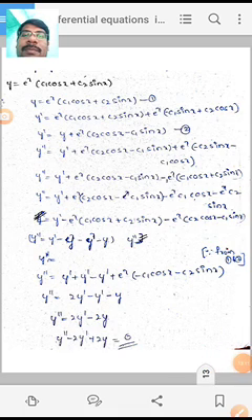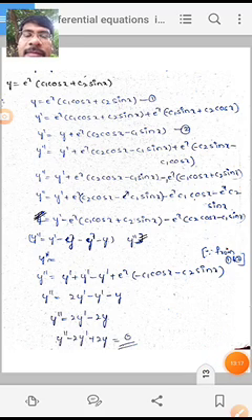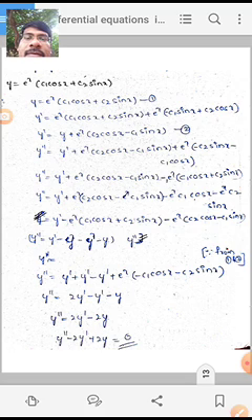Y is equal to e power x times c1 cos x plus c2 sin x. Differentiating on both sides, we have to apply the UV method. y dash is equal to e power x of c1 cos x plus c2 sin x, plus e power x times minus c1 sin x plus c2 cos x.